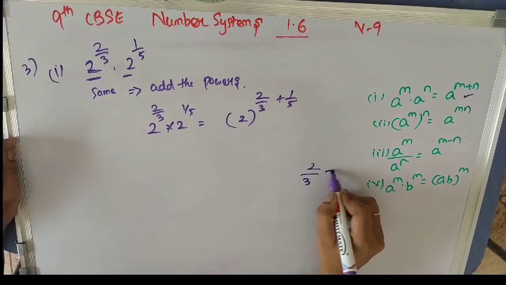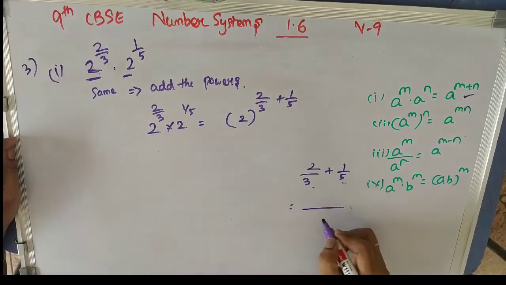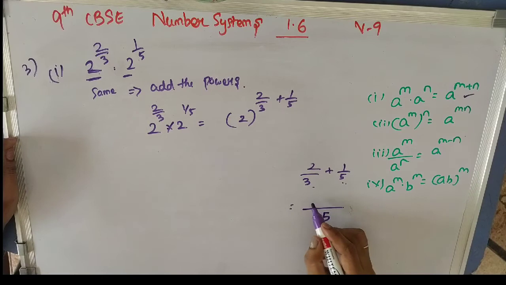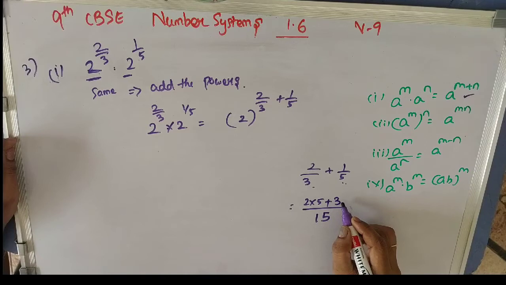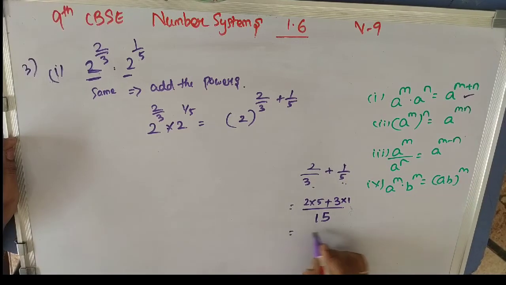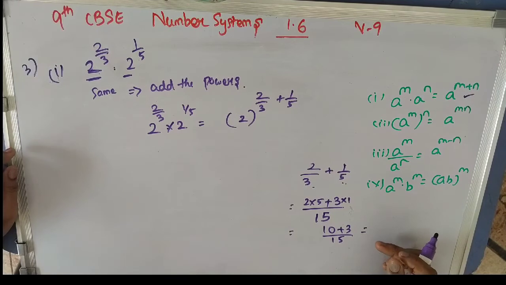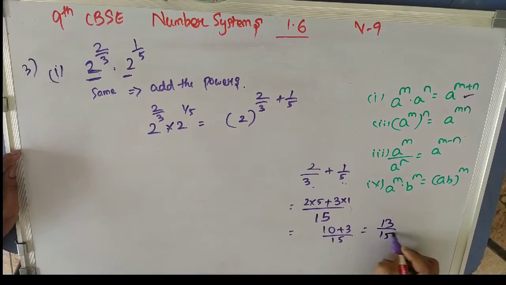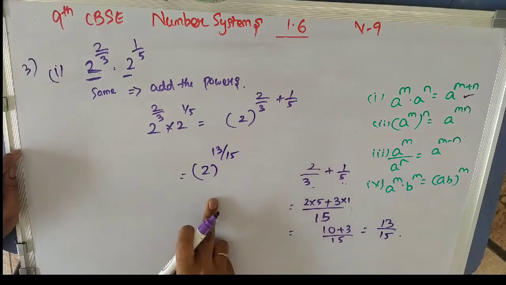So I am separately calculating the addition, 2 by 3 plus 1 by 5. Here 3 and 5 are prime numbers, so multiplying we get the LCM, 15. Now 3 into 5 is 15. So 2 into 5, and 5 into 3 is 15, so 1 into 3, that is numerator into 3. So we get 13 by 15. Now we are going to substitute this 13 by 15 in the power's place. So 2 power 2 by 3 plus 1 by 5 is equal to 2 power 13 by 15. Clear?